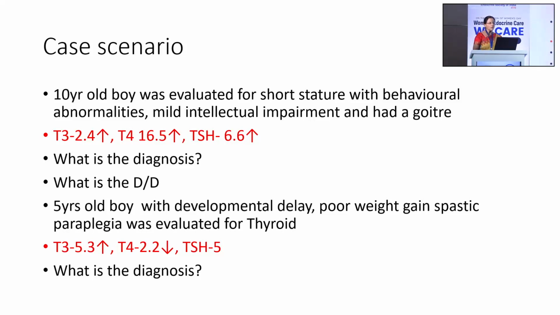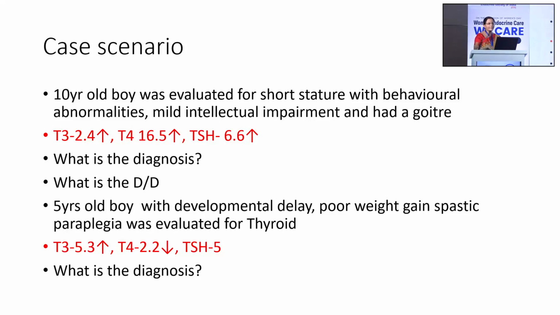This is a 10-year-old boy who was evaluated for short stature. I think these are all rare cases, but just to complete the abnormalities in the TFTs, I added them. He had behavioral abnormalities, mild intellectual impairment, and had a goiter. T3 is elevated, T4 is elevated, TSH is also a little elevated. So what is the diagnosis? Look at the background situation. It is generally very rare, but resistance to thyroid hormone, right?